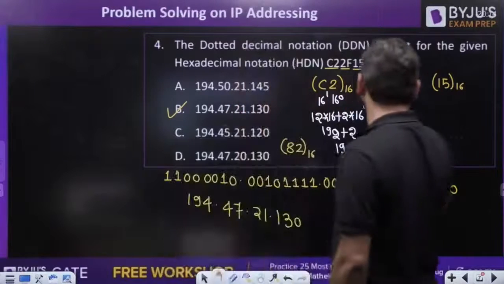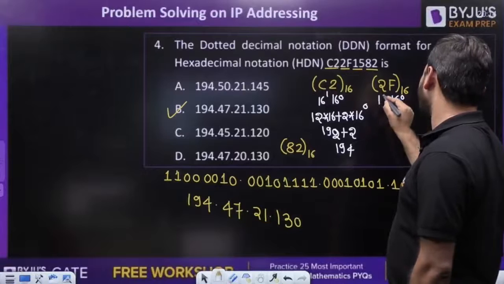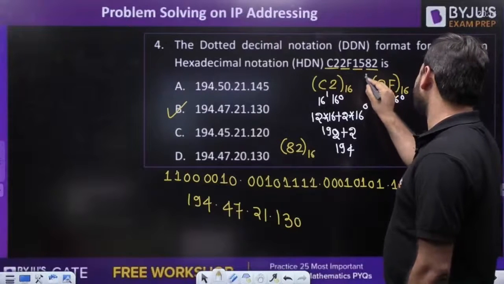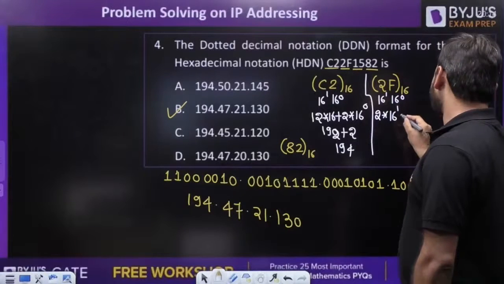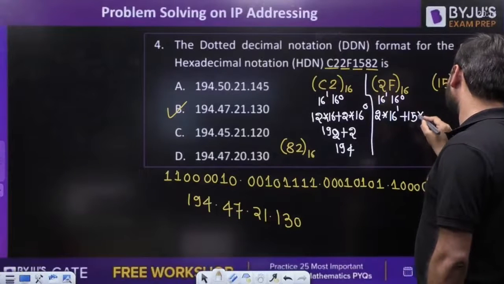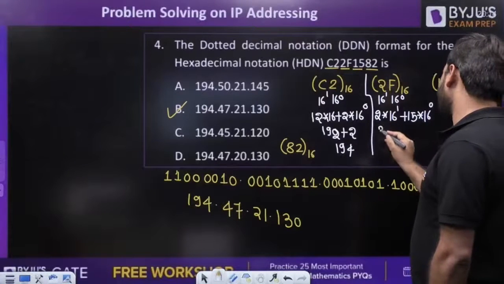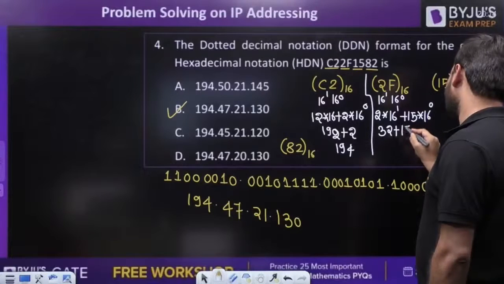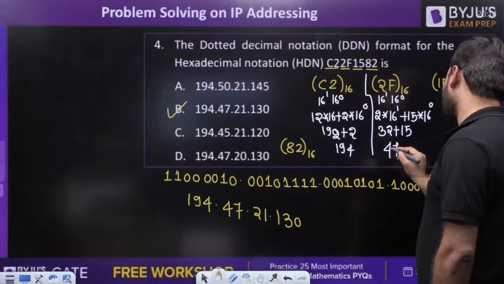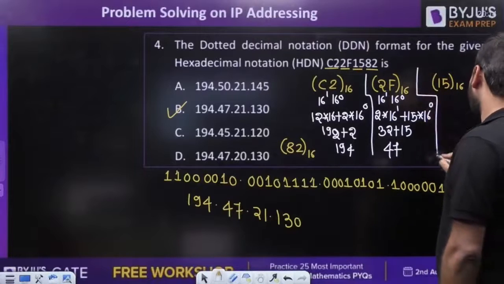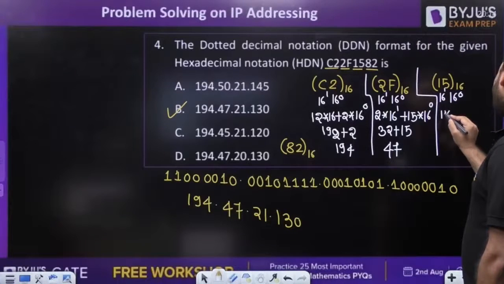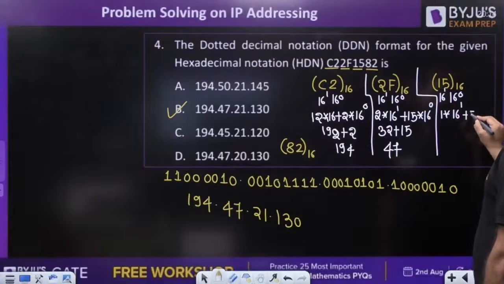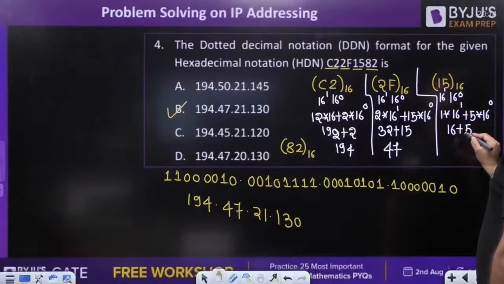Okay. Now we can also find it like that. 16 power 0, 16 power 1. So this is nothing but, my dear friends, here 2 into 16 power 1 plus F means 15, 15 into 16 power 0. So this is nothing but 32 plus 15, this is nothing but 47. So the second octet value we got is 47. Now 16 power 0, 16 power 1. So 1 into 16 power 1 plus 5 into 16 power 0. So this is nothing but 16 plus 5, 16 plus 5 is nothing but 21.